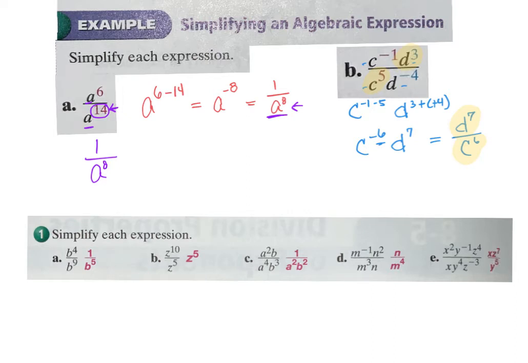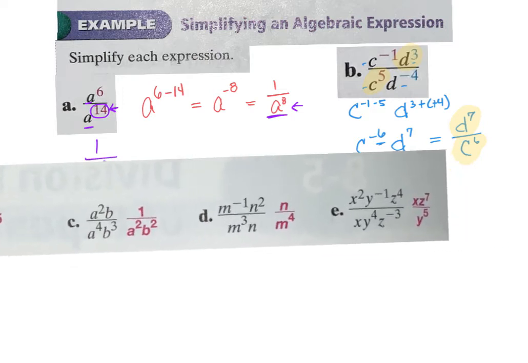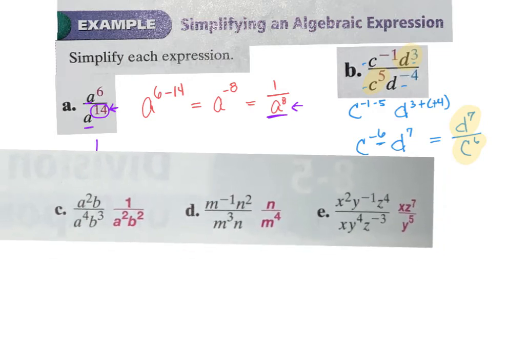For x squared y to the negative 1 z to the 4th over x y to the 4th z to the negative 3rd, the answer is x z to the 7th over y to the 5th. There. So for this last one, we have several variables. So we are going to look at them individually.